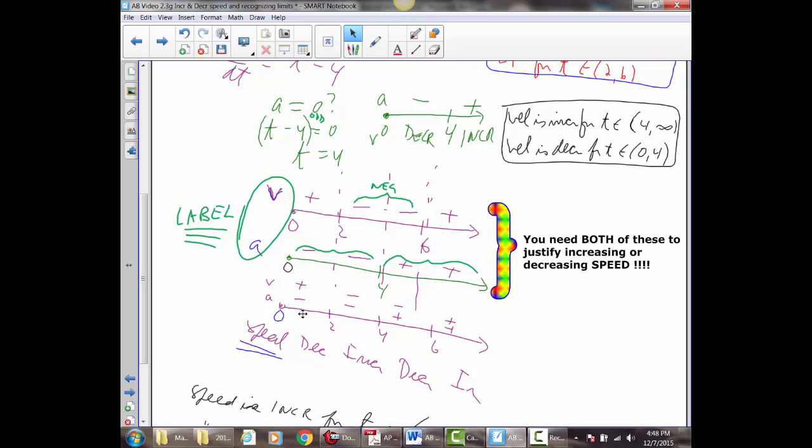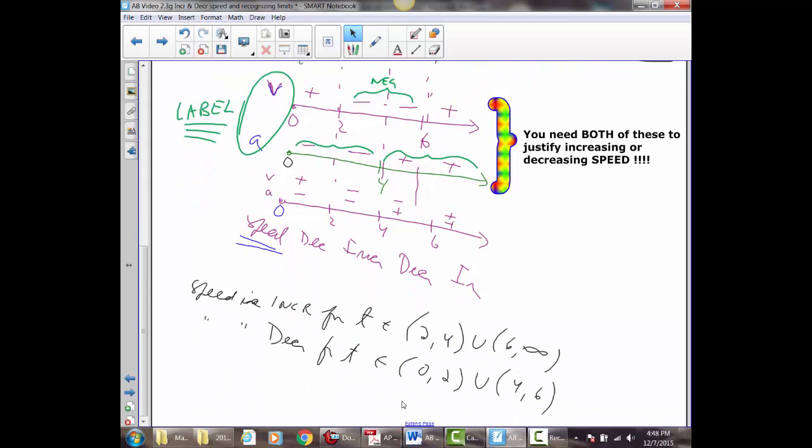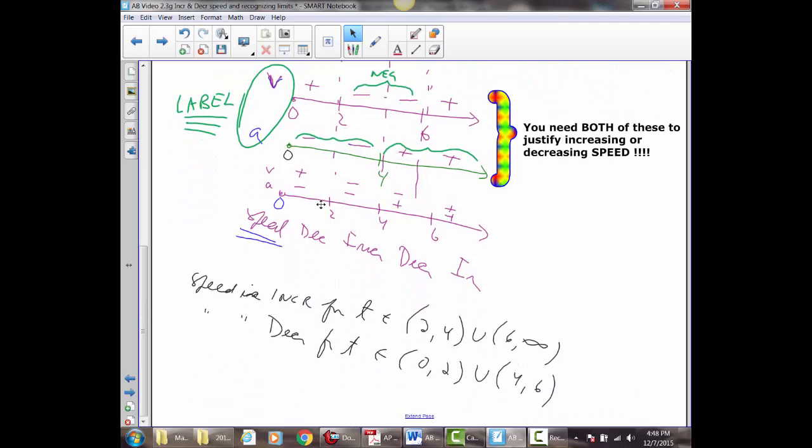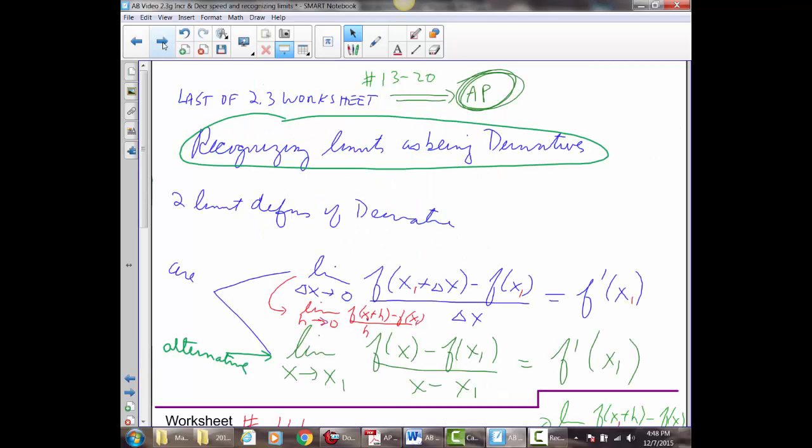If they have opposite signs, the velocity and acceleration, speed is decreasing. Same sign, speed is increasing. Opposite sign, speed is decreasing. Same sign, increasing. So the speed is increasing from 2 to 4 and 6 to infinity, and the speed is decreasing from 0 to 2 and 4 to 6. And this is the last of the worksheet.